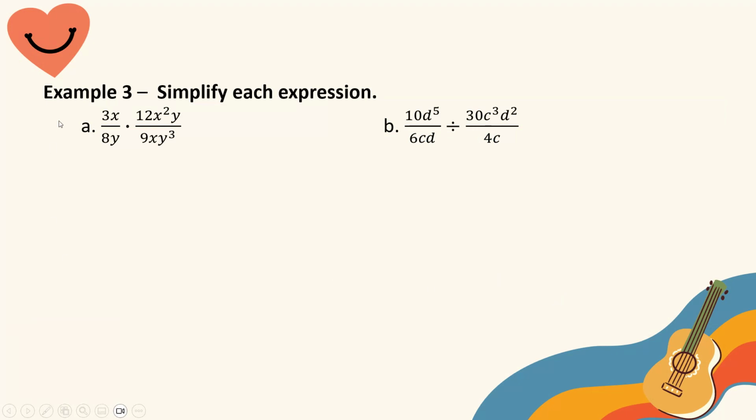So in example 1, we're multiplying. So we are going to multiply, but first I'm actually going to write it in prime factorization. So 8 is 2 times 2 times 2. And then 12 is 4 times 3, and then 4 would break down into 2 times 2. So it's 2 times 2 times 3.